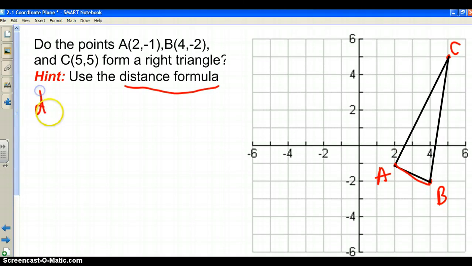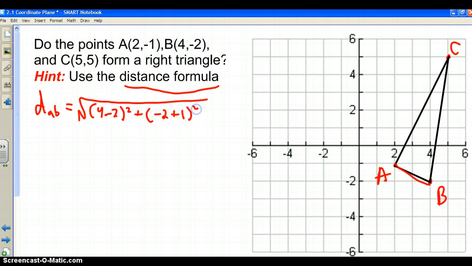So distance AB is going to equal the square root of, and let's start writing this out. A, B are these 2 points. That's going to be 4 minus 2 squared plus negative 2 minus negative 1, which is really like plus 1. So we get 2 squared, which is 4, plus negative 1 squared, which is 1, which is a grand total of square root of 5. Distance of this side is square root of 5.